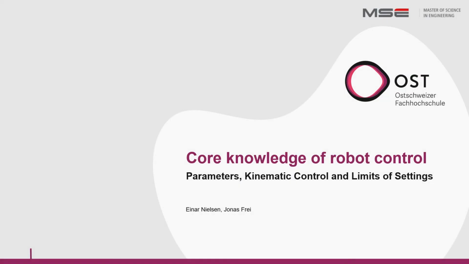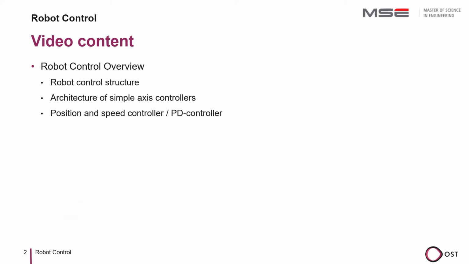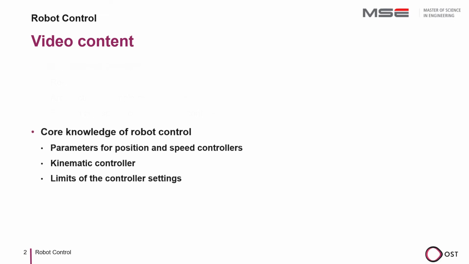We welcome you to our second video on robot controllers, which builds on the basis from the overview of robot controllers video. It covers the core knowledge of robot controller design. In the last video, we looked at the fundamentals of robot control and received an overview in which typical robot control structures were presented. The PD control was also introduced, which we will take a closer look at in this video. We will focus on the physical meaning of the control parameters and how to select them.